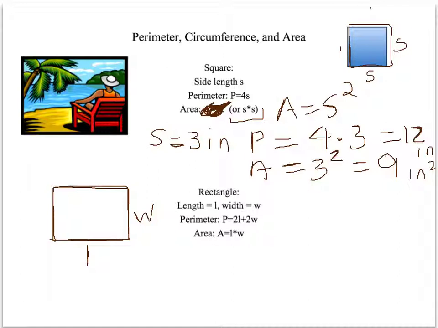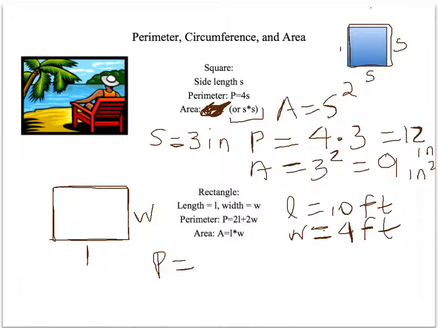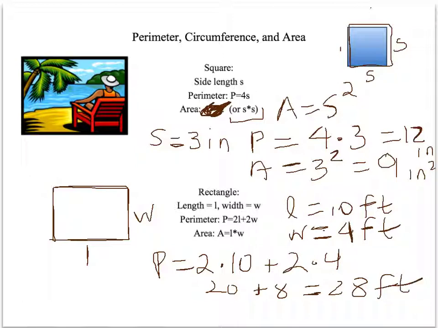So let's do an example. Let's say my L was 10 feet, and my W was 4 feet. So my perimeter would be 2 times L, 2 times 10, plus 2 times W, which is 2 times 4. So I have 20 plus 8, or 28 feet. My area would be L times W, which is 10 times 4, or 40 feet squared.